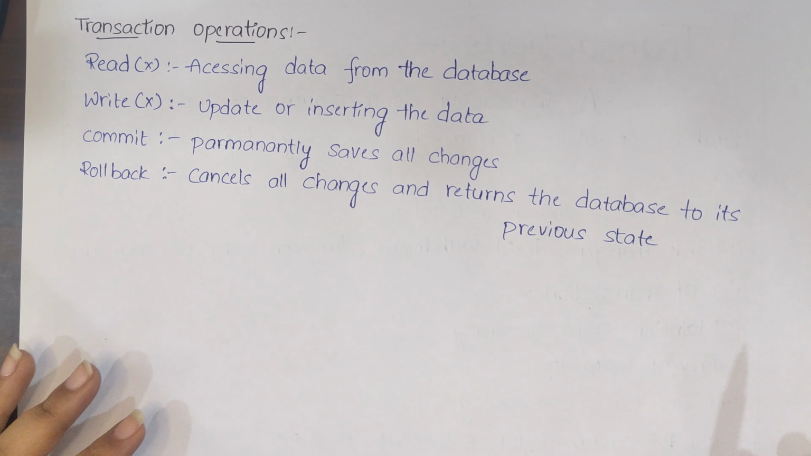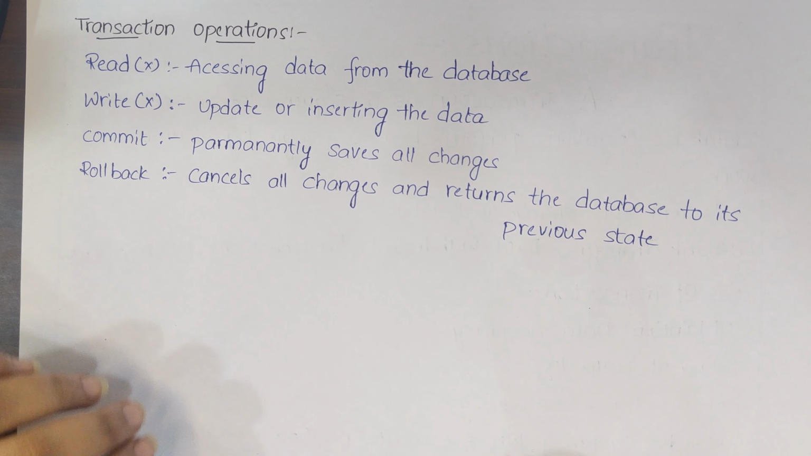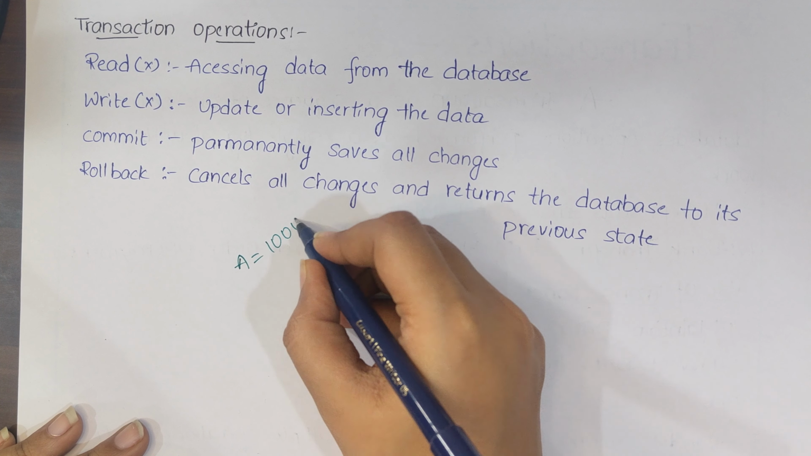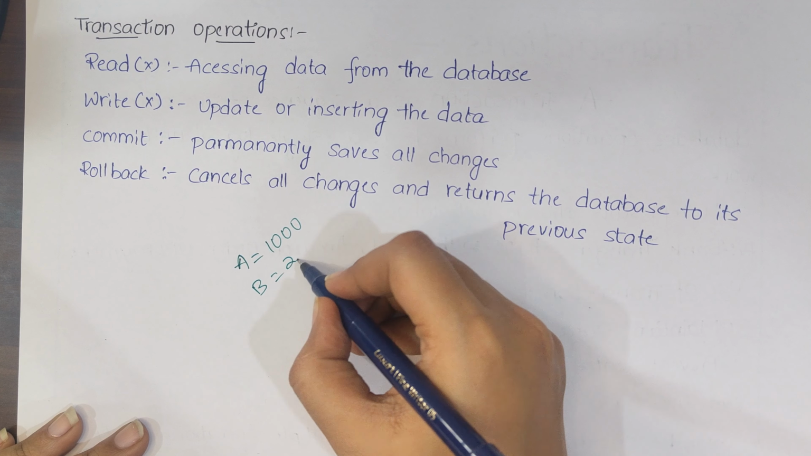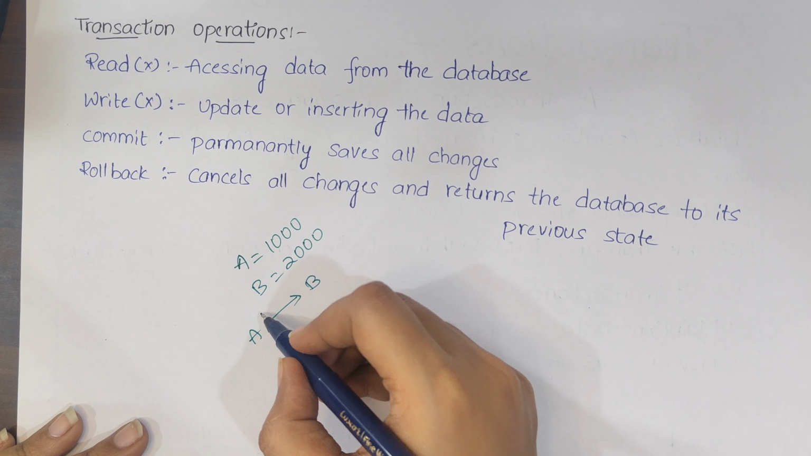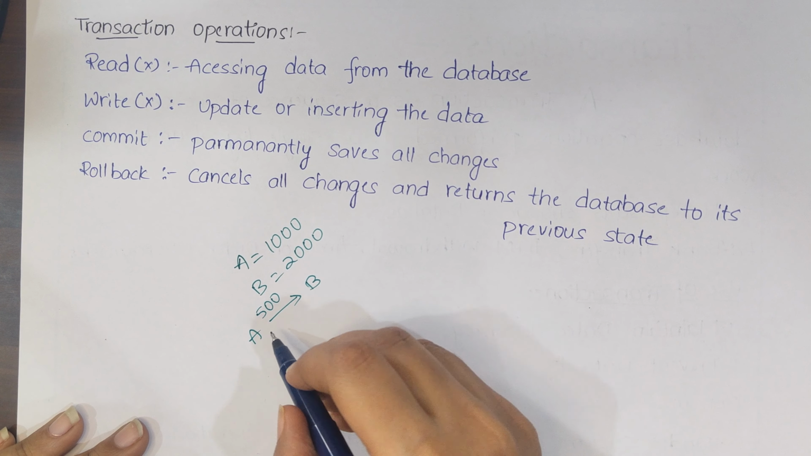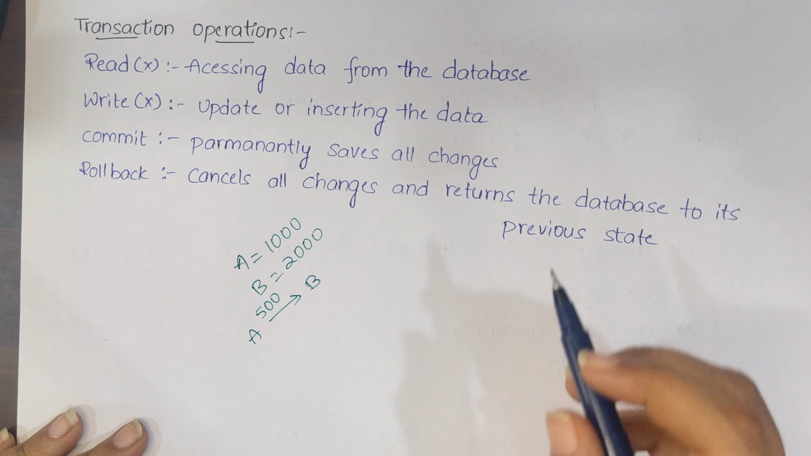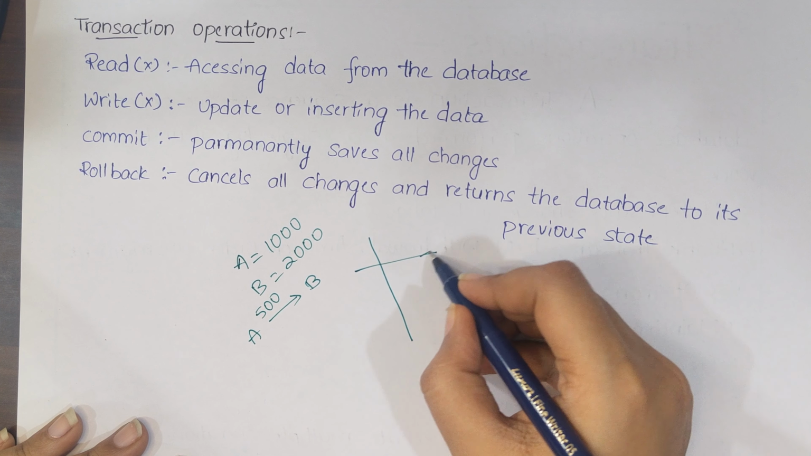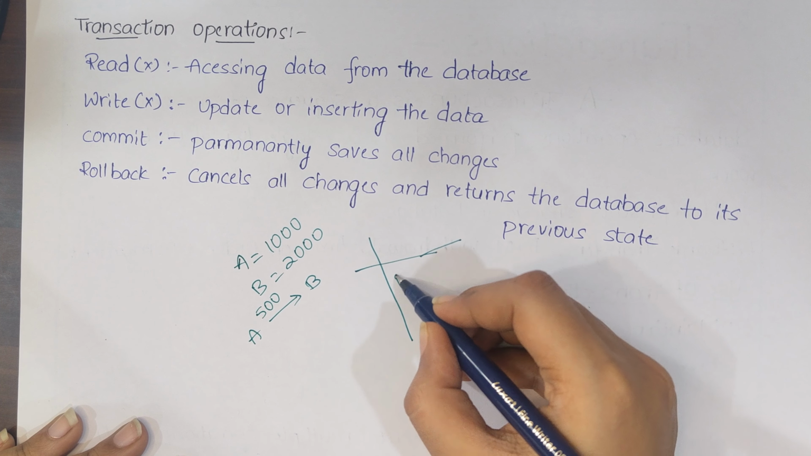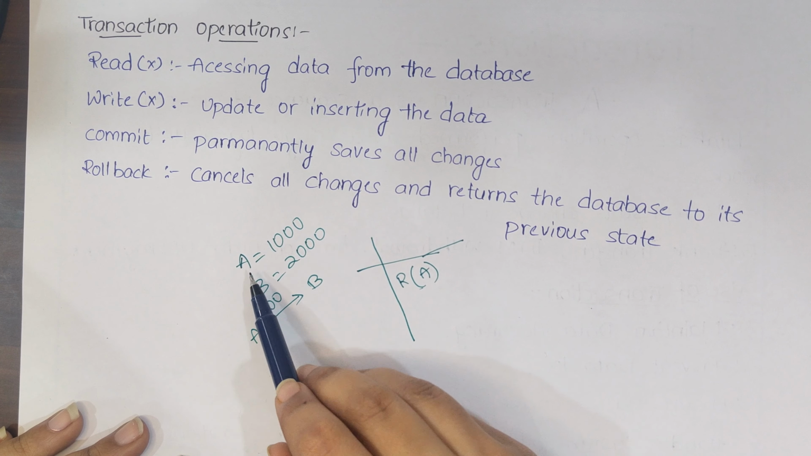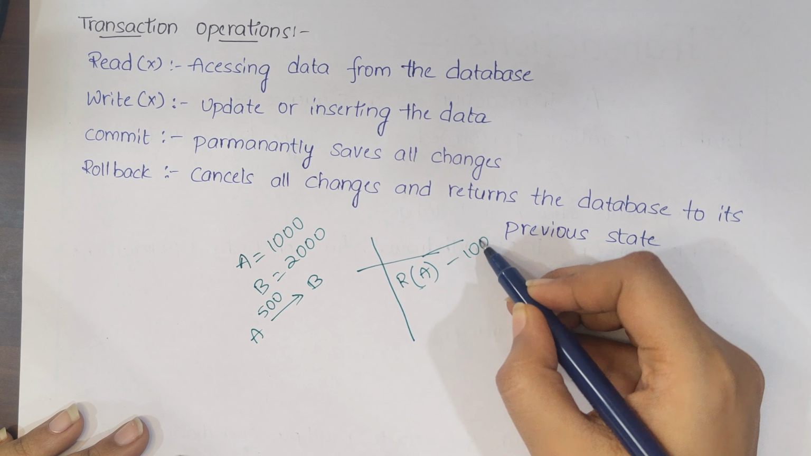Let me show you an example using these transaction operations. Person A has 1000 rupees in his bank, and person B has 2000 rupees in his bank. Person A wants to send 500 rupees to person B. What will happen in the transaction? Let's see clearly. Consider this as a bank account. We'll read A, reading the amount in A's bank, so that will be 1000 rupees, right?